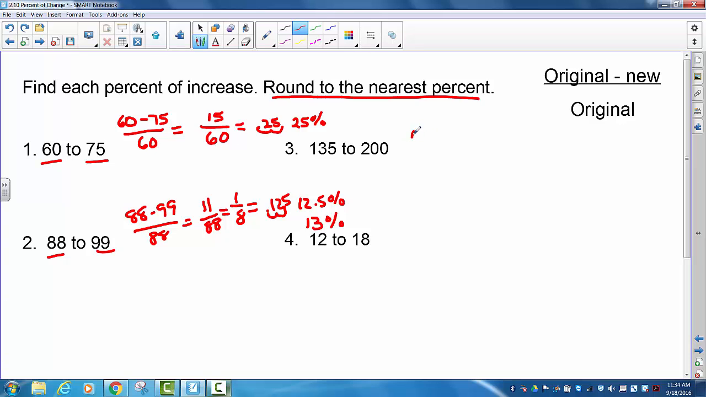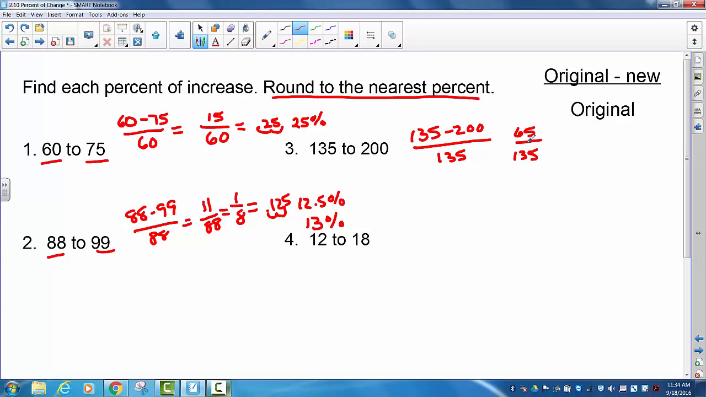So we went from 135 to 200, and the original amount was 135, which gives us 65 over 135. And when we do the division on this one, by the way, I probably wouldn't reduce this one because it's a little complicated to reduce this one.